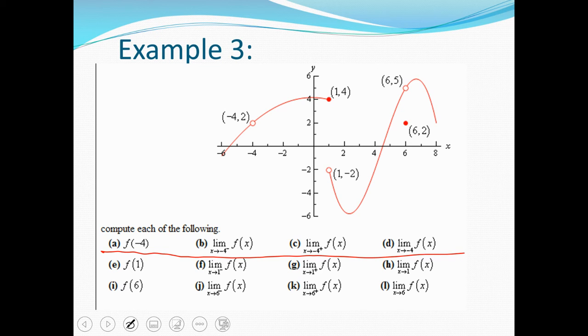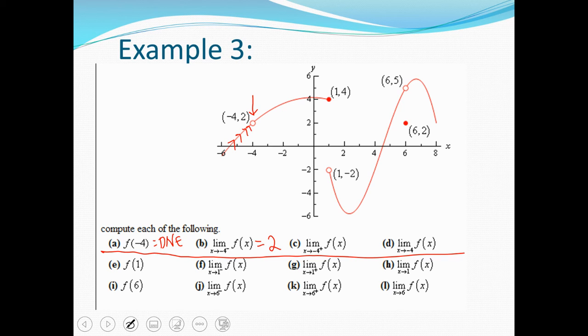So f of negative 4 is right here. Notice how there's no filled in point at f of negative 4. So that does not exist. There's no point there, so it does not exist. There's not a number there. However, as you're approaching negative 4 from the left, so that means coming from the left, you're getting closer and closer to it. You are approaching 2.